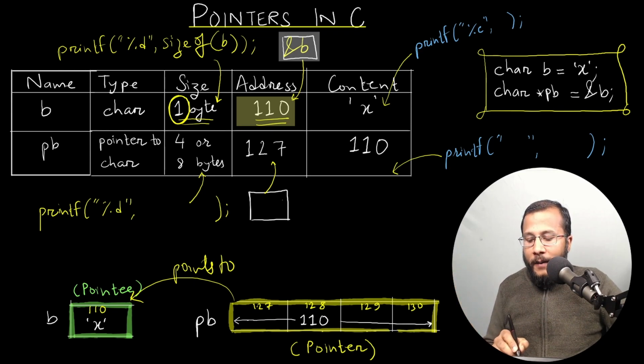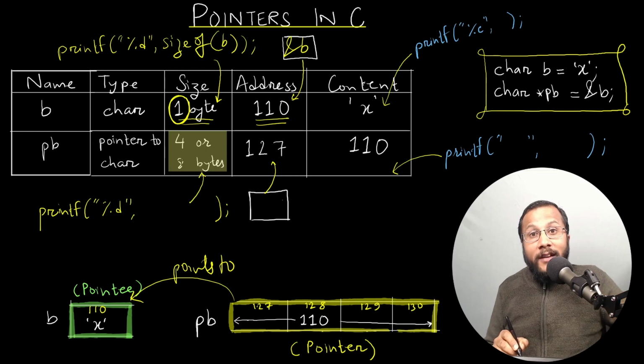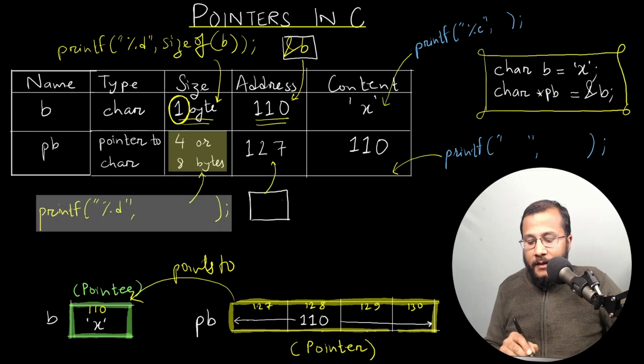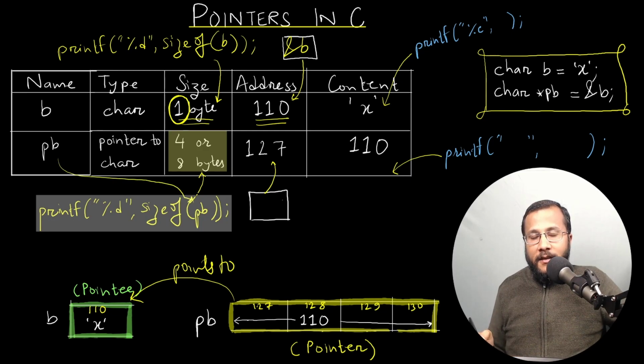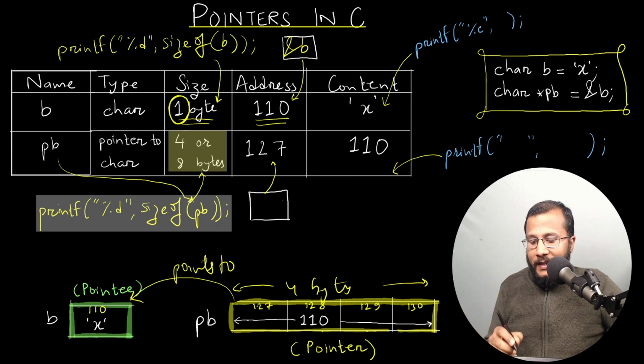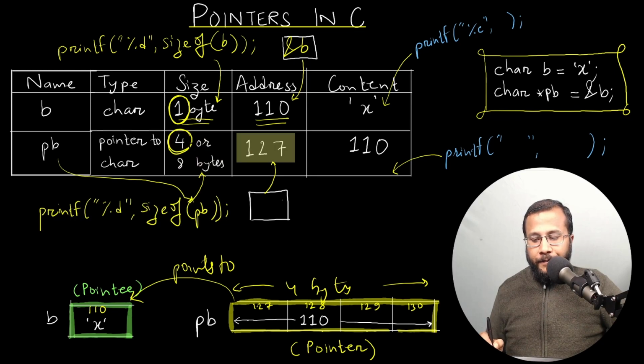Similarly, how do I print the size of the pointer? I'll just write printf %d and use the sizeof operator. I'm printing the size of pb, my pointer variable. So I just write pb here, and it will print the size of the pointer. In our case, the pointer is 4 bytes long, as demonstrated here. It could very well be 8 bytes, but in this case it is 4 bytes, so it will display 4 as the answer.